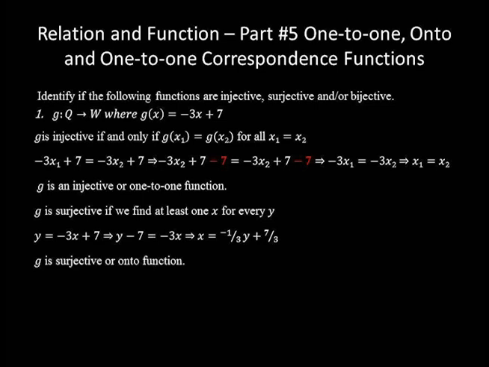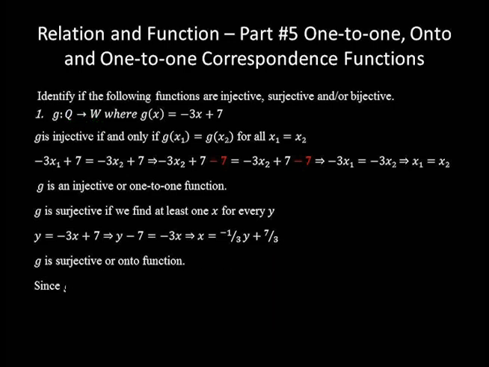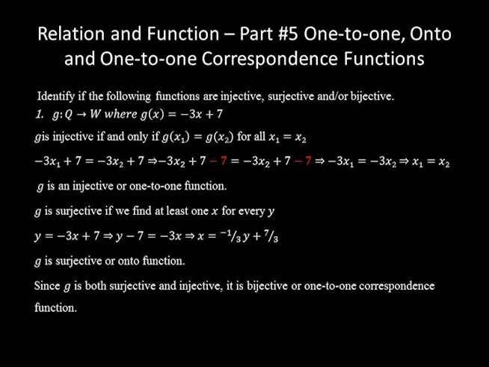Conversely, if x were a whole number and y were a rational number, function g wouldn't be surjective because we can't find a whole number x for every rational number y. Even here, from these three results, 7 over 3 and 5 over 3 are not whole numbers, rather they are rational numbers. In other words, there are rational numbers for which we can't find their pre-image in the domain. Since g is both injective and surjective, it is bijective, or a one-to-one correspondence function.